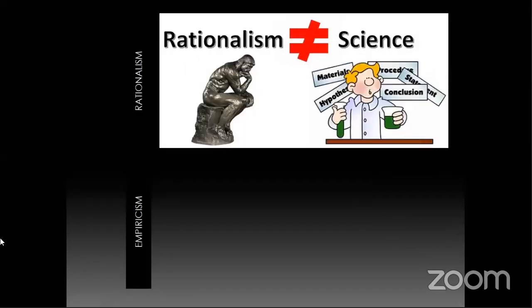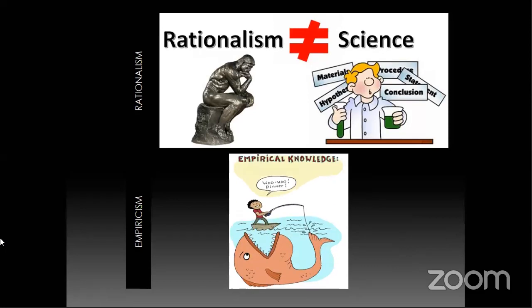But the thing is that both have their own fault. First thing is that rationalism almost never conforms with science. I mean, there are so many things in science that cannot be explained through rationalism. Empiricism also has many problems.